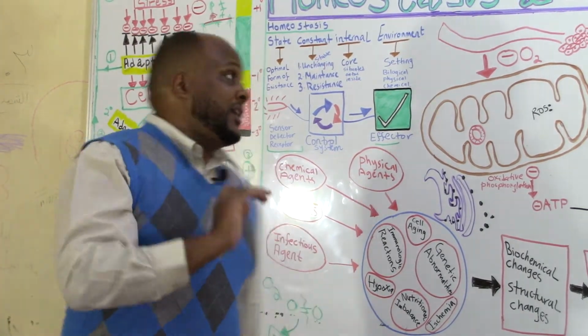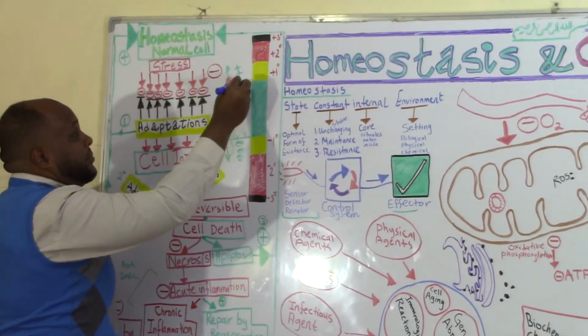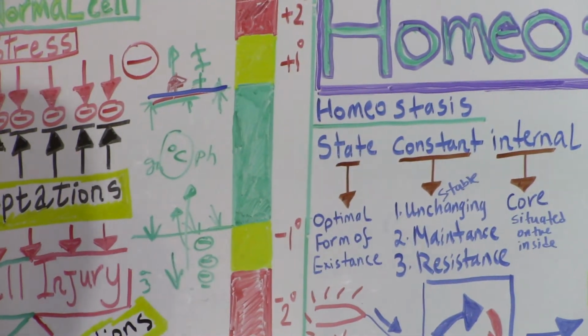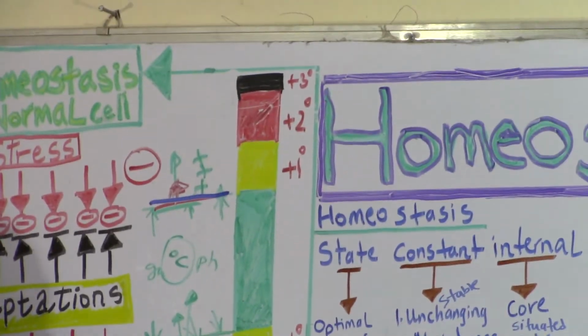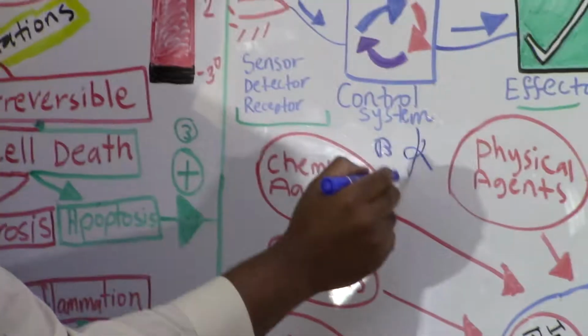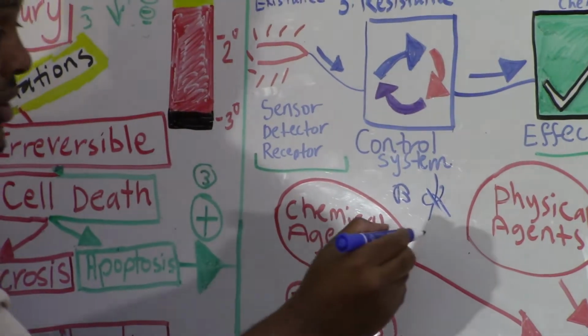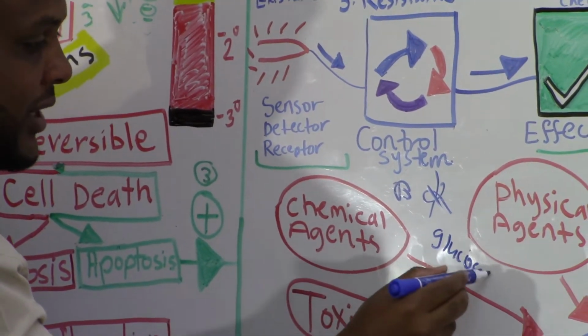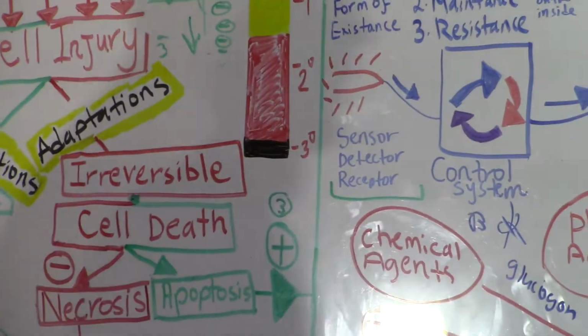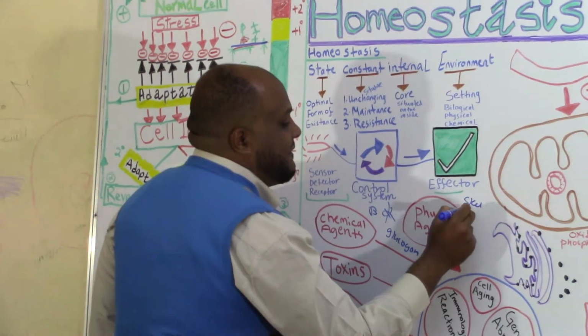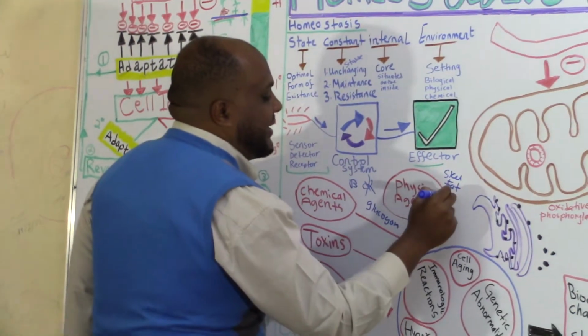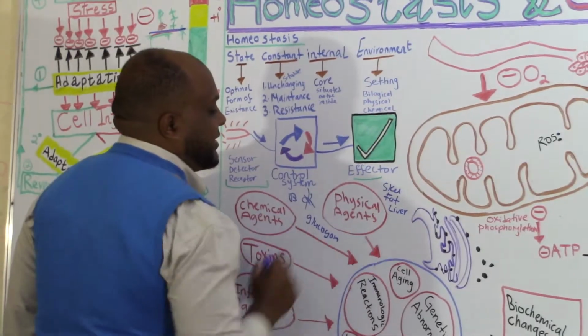So there is an increase in blood glucose, hyperglycemia, that would lead to a sensation of this increase in blood glucose by the beta cells of the pancreas. The beta cells of the pancreas will inhibit the alpha cells of the pancreas from releasing the hormone glucagon, and they will release insulin. What is the effector? The effector here is the skeletal muscles, fat cells, and the liver cells.